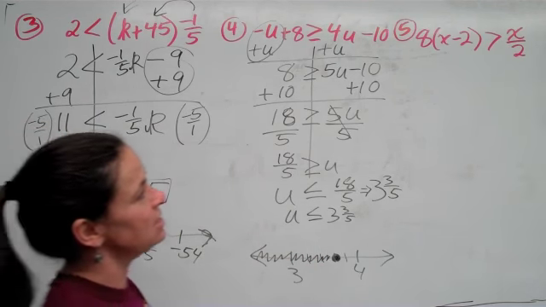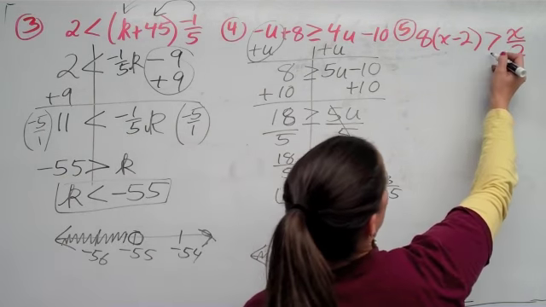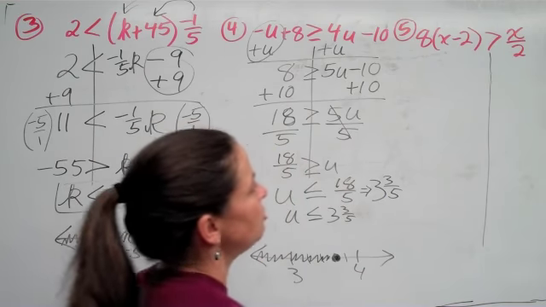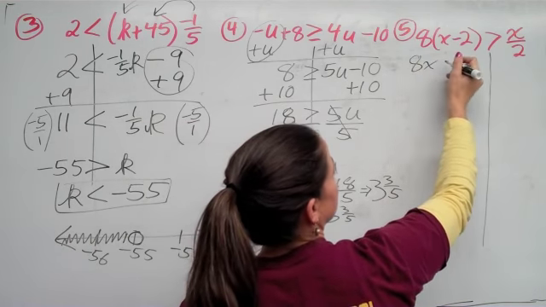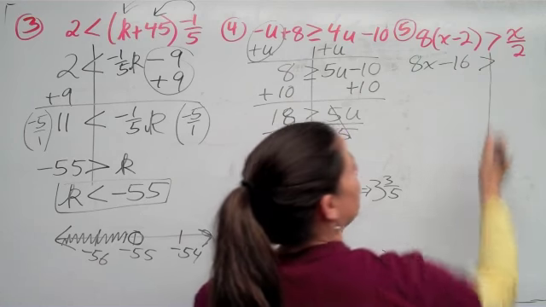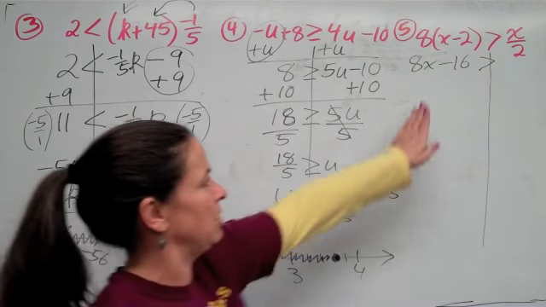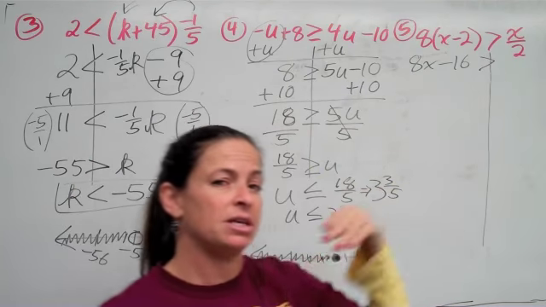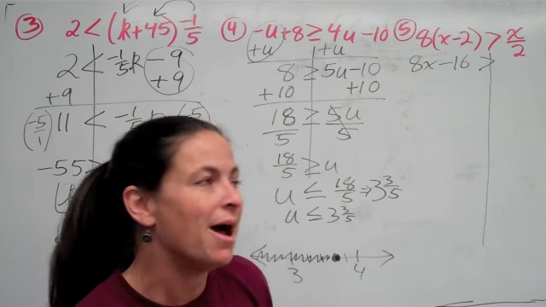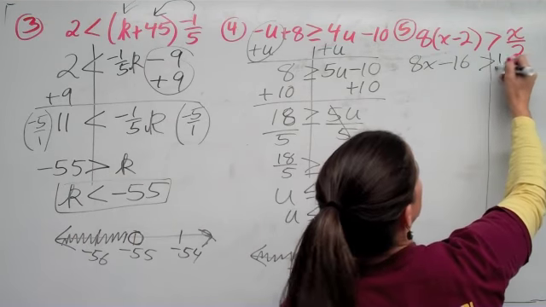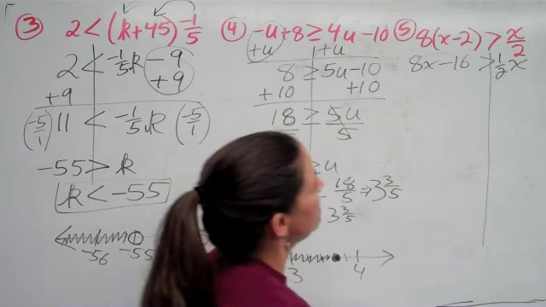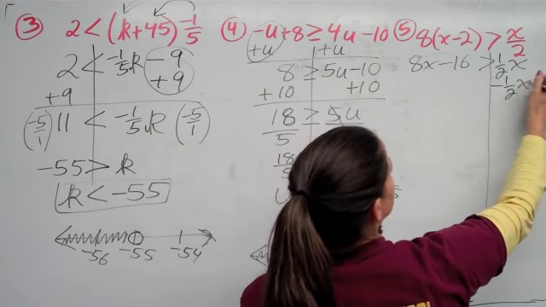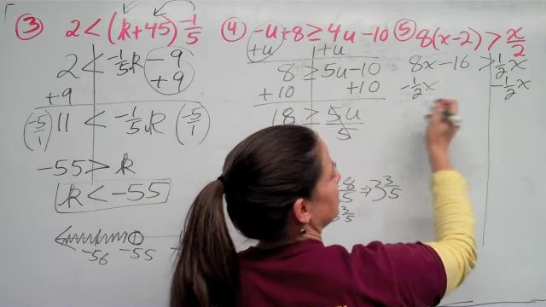Number 5, 8 times the quantity x minus 2 is greater than x divided by 2. Ooh, tricky. Okay, start by distributing. So I have 8x minus 16. Now I get really confused when I have x over 2 when I also have a coefficient in front of my x. So remember, if you have x being divided by 2, that's the same as multiplying by a half. Yay! So that's a half x. I want to get all the x's on one side. I think I'm going to subtract the half x first so that I have my x's on the left.